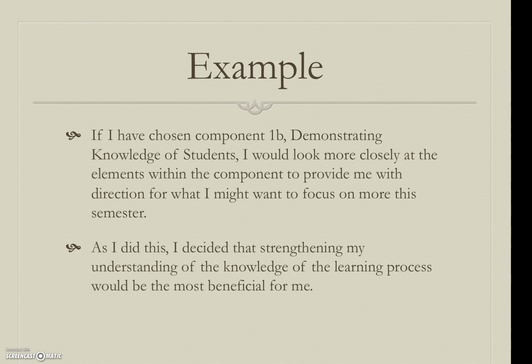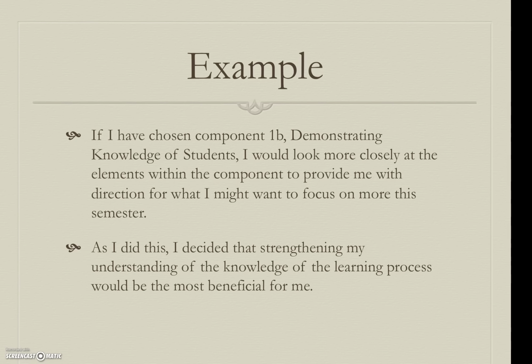So I want to give you an example. My example is going to come out of domain 1. Again, you're going to be working in domains 2 and 3, but I'm going to do domain 1 for my example. And in looking at domain 1, I decided that component 1B, demonstrating knowledge of students, is something that really interests me. But that's huge. That's really wide. And so I had to look at 1B, demonstrating knowledge of students, and then I looked more closely at what the elements were underneath that.